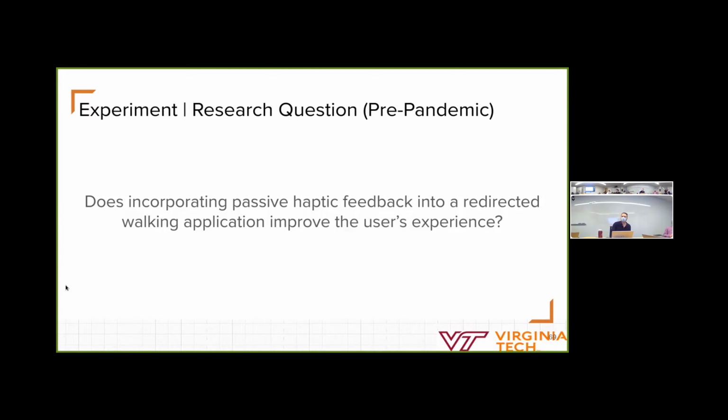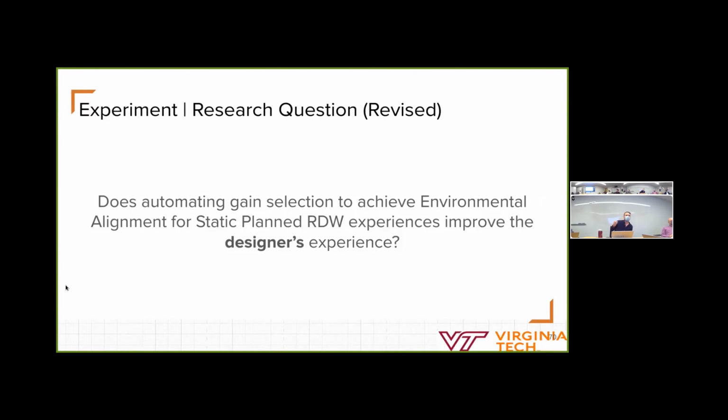So what we pivoted to was, instead of looking at the user experience, we noticed that these virtual experiences that are using redirected walking have a designer. And so how can this tool improve the designer's experience?